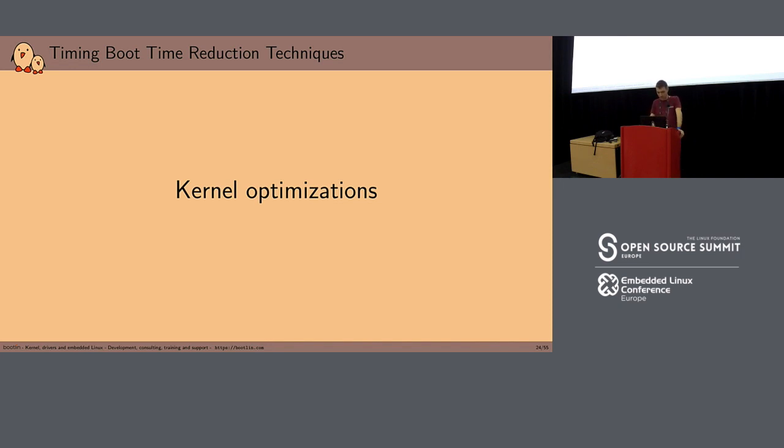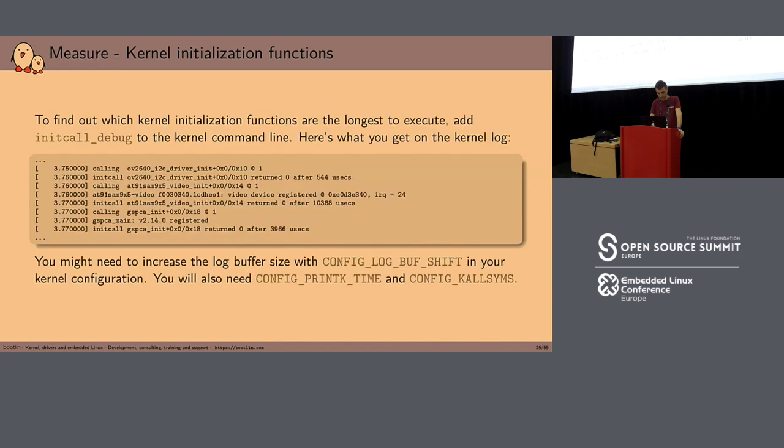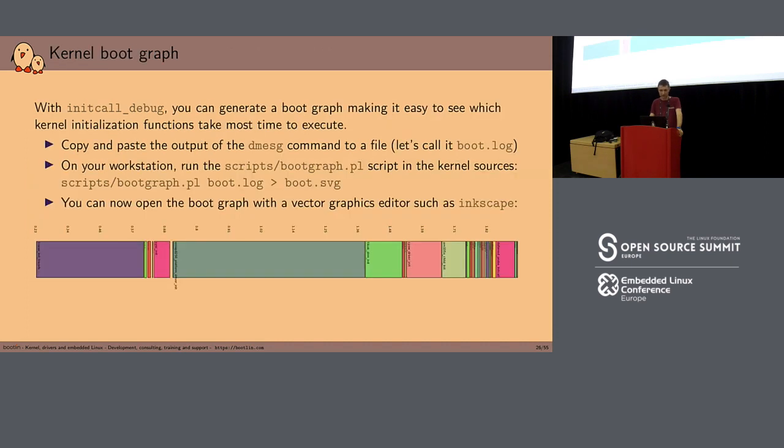Now a few words about kernel optimizations. You know there's this initcall debug feature in the kernel that allows you to dump information about the starting time and ending time of function calls during the boot process. So you can use this to dump more information in the kernel log, and then you write your dmesg, or you copy the console output to a file and process it with the script bootgraph.pl, and it generates a graph like this with the biggest consumers of boot time.